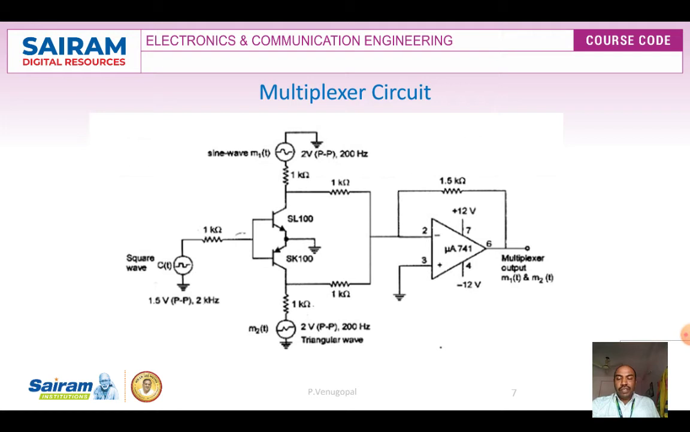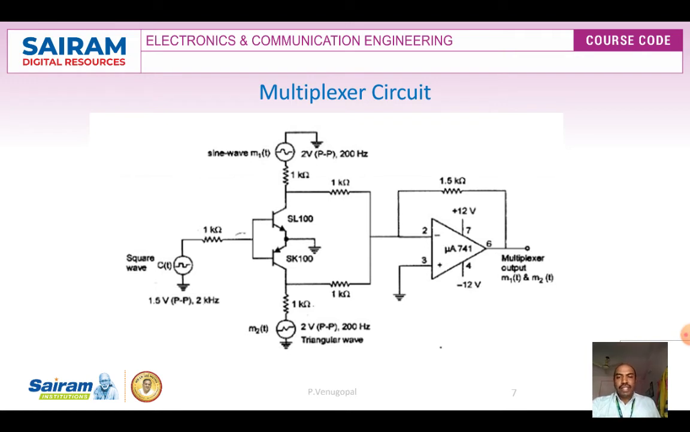You are observing that the carrier signal is given to the base of the two transistors, and the message signal M1 of t is given to the collector of the first transistor, and M2 of t is given to the collector of the second transistor. Look here, students, the amplitude of the carrier signal is modulated with message signal 1, and then you will get the PAM1.